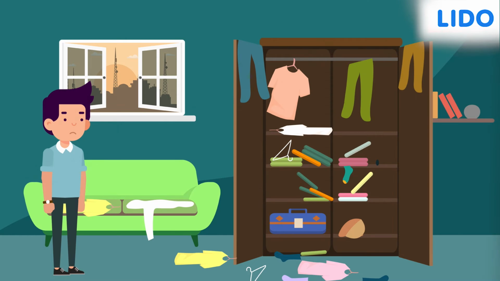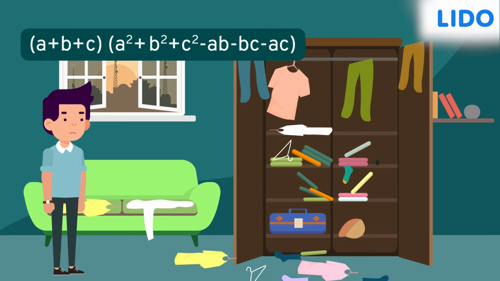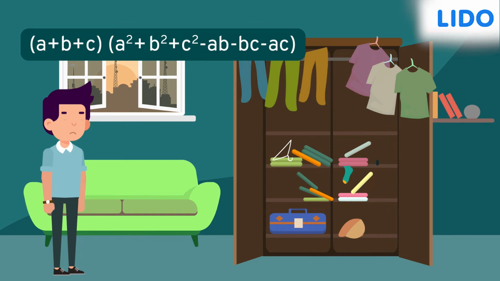Hey guys, look at the heap of clothes in Vishal's cupboard. He can hardly find anything to wear. His situation is complex and chaotic, just like this mathematical expression. If only he took some time out to fold his clothes and arrange them well by keeping the like ones together. That is, all the shirts in one section and all the trousers in another, his life could have been easier. Let's see if we can do that with this expression.